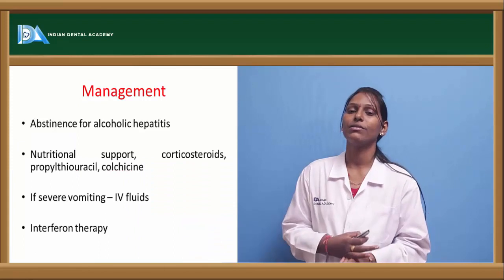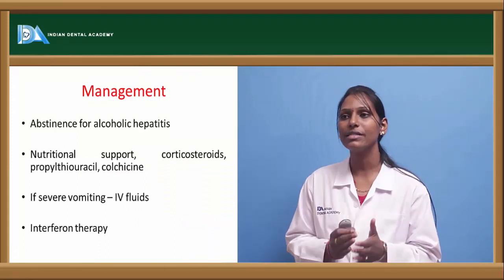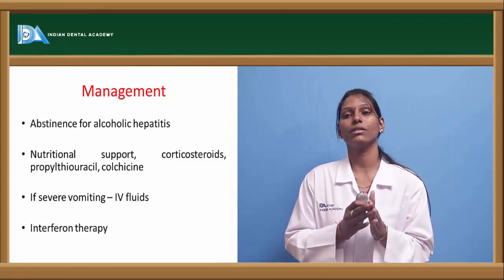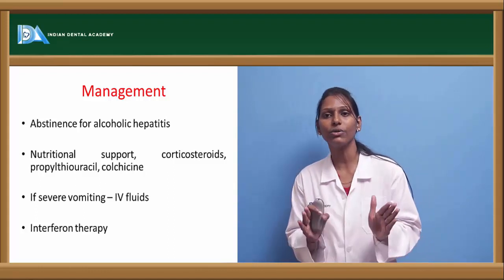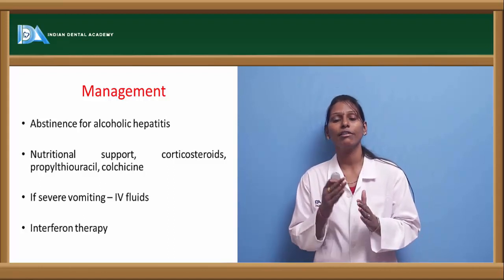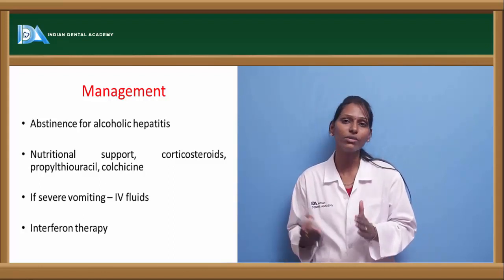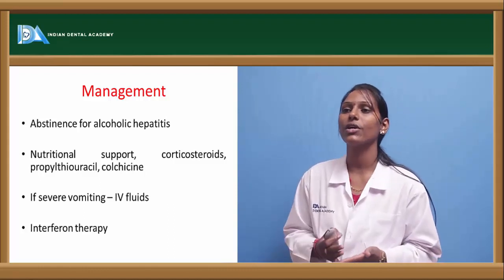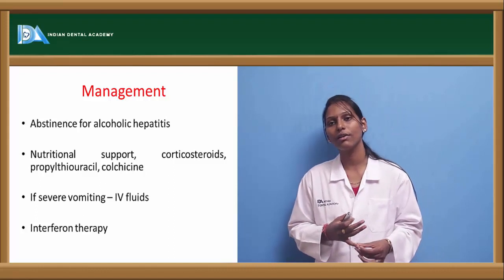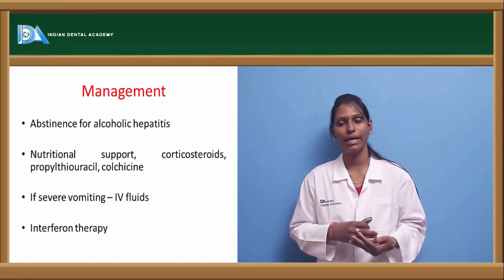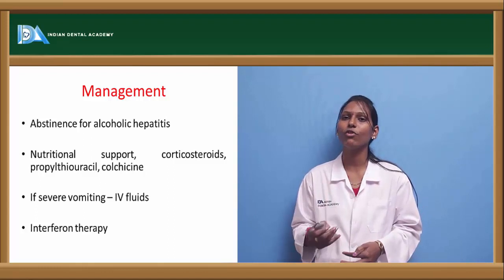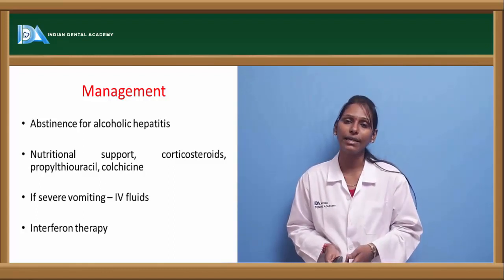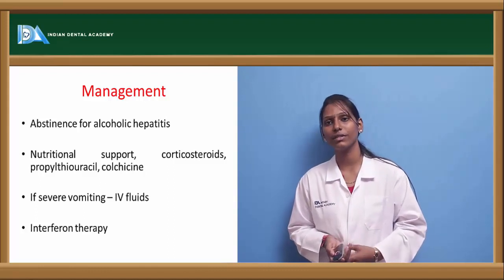Coming to the management, how can we manage this hepatitis? First thing is abstinence for alcoholic hepatitis. We have to advise the patient strictly that he should not use alcohol, in order to reduce the alcohol-induced hepatitis. Nutritional support is very important for this patient, and corticosteroids, propylthiouracil, colchicine and a few other medications will help in reducing hepatitis. If the patient is having severe vomiting, IV fluids have to be administered to reduce the loss of fluid and to maintain the water electrolyte balance within the blood.